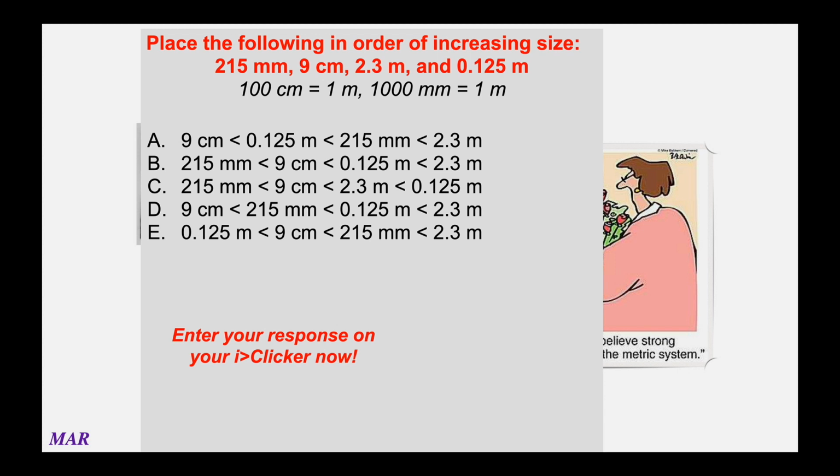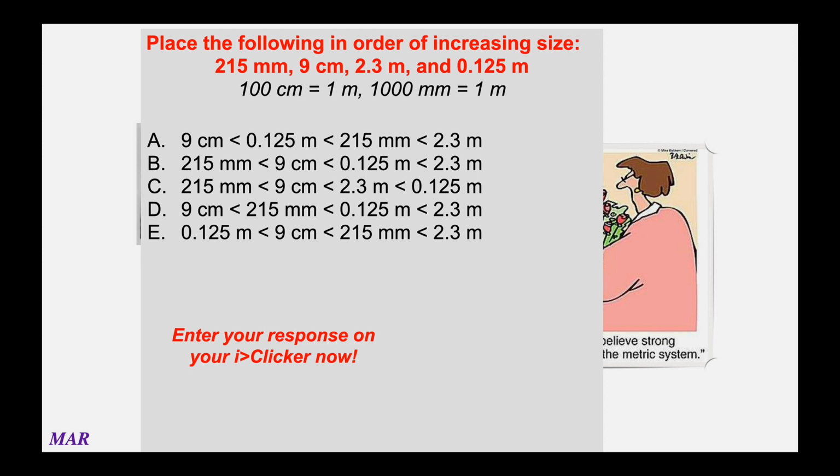Metric system is based on these prefixes, and that's what I'm throwing at you here. And we're looking at two of the prefixes. We're looking at a centi and a milli, little c and little m. And there are 100 centimeters in a meter, and there are 1,000 millimeters in a meter. So I think we can all agree that of those, 2.3 meters would be bigger than 0.125 meters, all right? So 0.125 has to be to the left of the 2.3. But the question is, how do the other ones relate? So 215 millimeters, and there are 1,000 millimeters per 1 meter. You would take 215 and divide by 1,000.